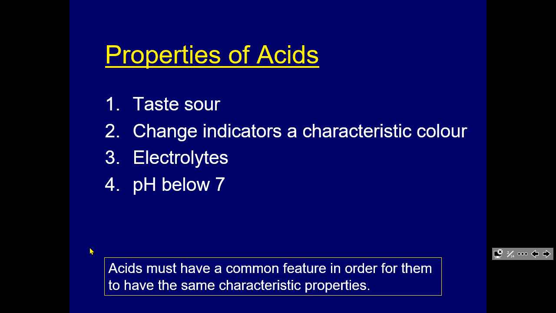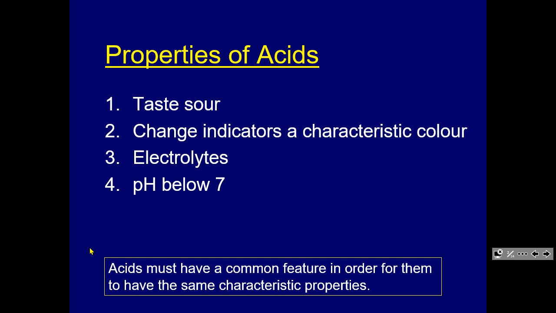They change indicators to a characteristic color. So I put a little squirt of hydrochloric acid here on this watch glass. And if I take some blue litmus paper and I dip it in there, does anybody know what the blue litmus paper becomes when I dip it into an acid? Anybody remember the color that it turns? Yeah, it turns red. So we've got red litmus paper, we've got blue litmus paper. In actual fact, it's the same paper with the same chemical. It's just one is in an acid form and the other one's in the base form.